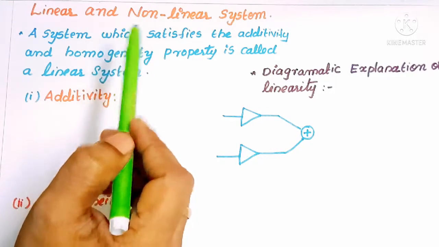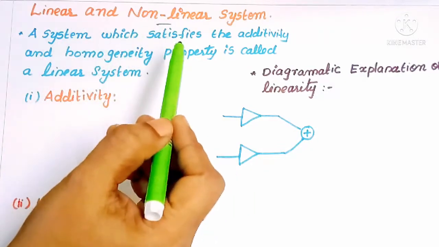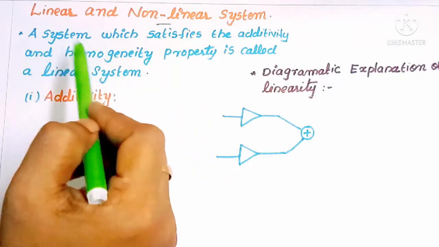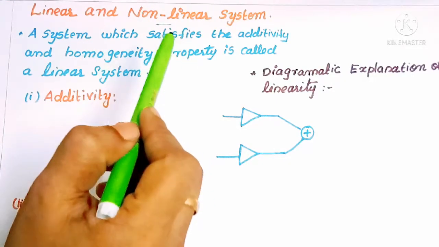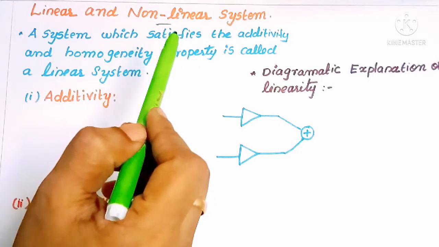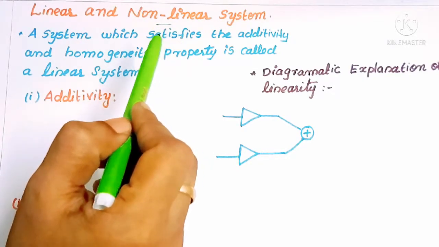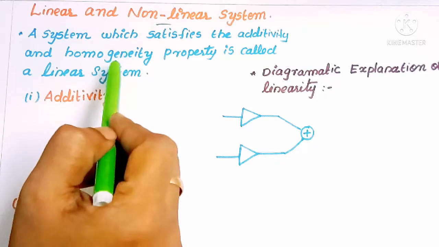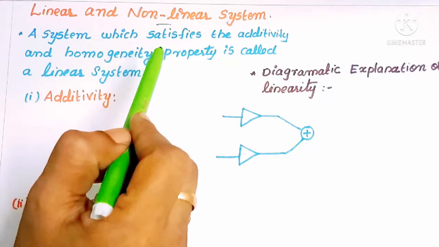Then how can we define a non-linear system? A system that does not satisfy the additivity and homogeneity property is known as a non-linear system.